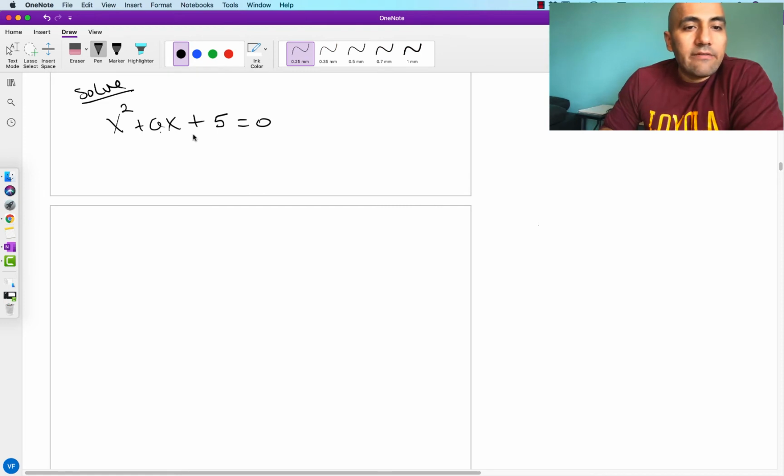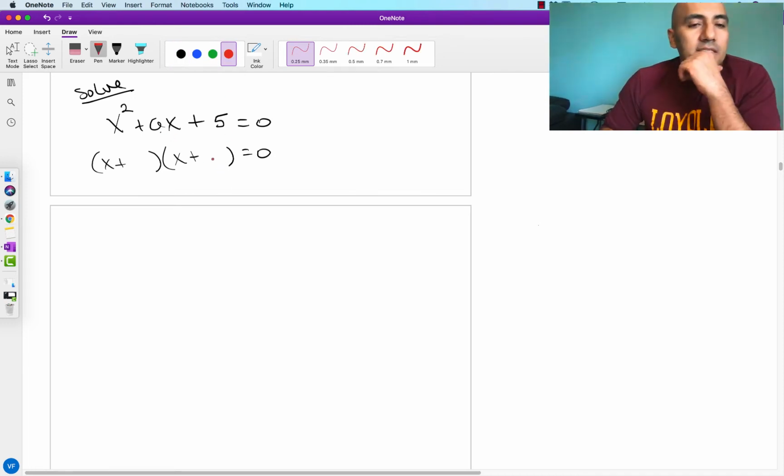Well, ideally, if this could factor nicely, we can also take advantage of the zero product rule, right? If we can rewrite this as a multiplication of two binomials. So chiefly, if we can fill in these blanks, x plus blank, x plus blank equals 0, right? I want two numbers that multiply to 5, but add to 6. Okay, that'll work out. We got 5, and we have 1. That works out, right? That gives you 5. They multiply to 5, but they add up to 6.